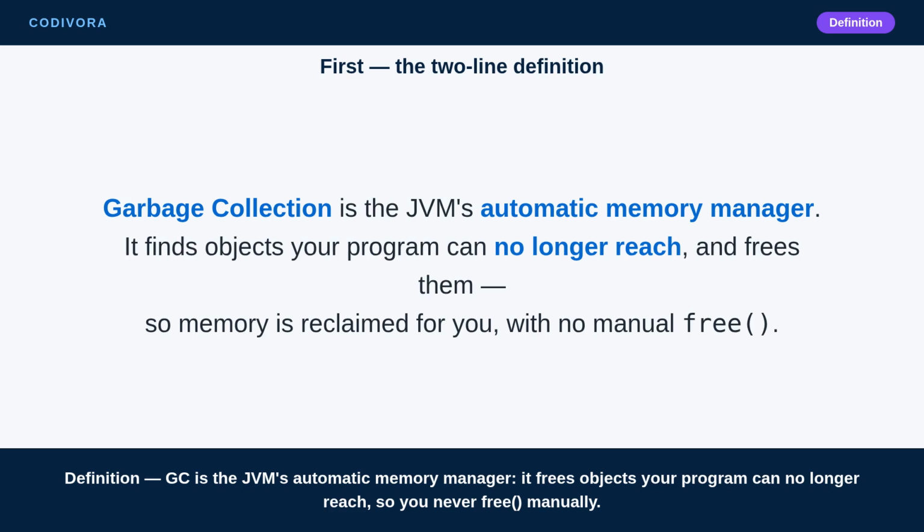Let's start with the short and sweet definition. Garbage collection is the JVM's automatic memory manager. It finds the objects your program can no longer reach and frees them for you, so memory is reclaimed automatically with no manual free. Hold that one sentence. Everything else is just how it does it.